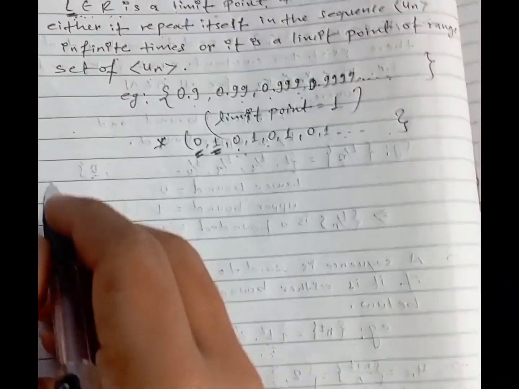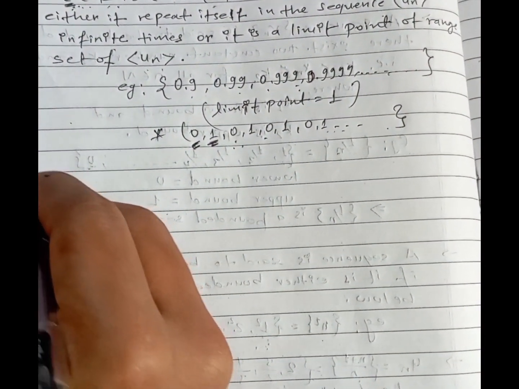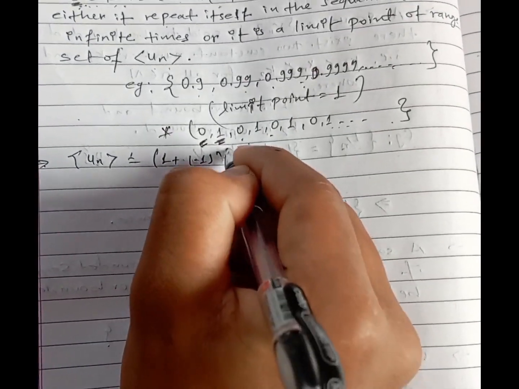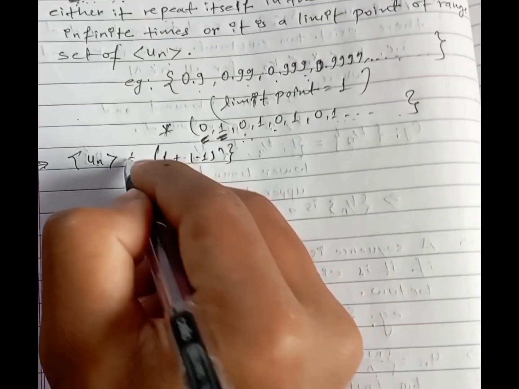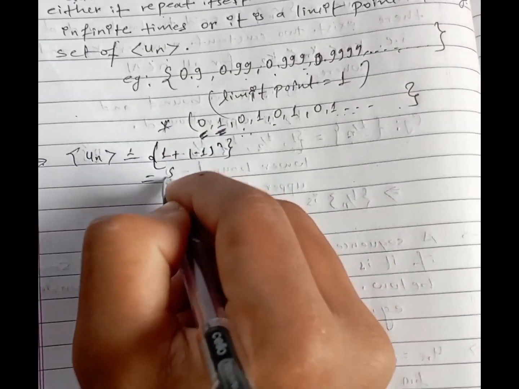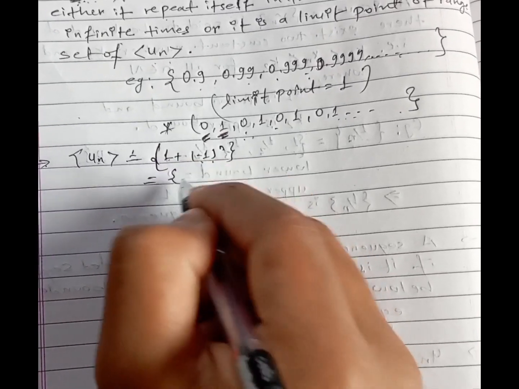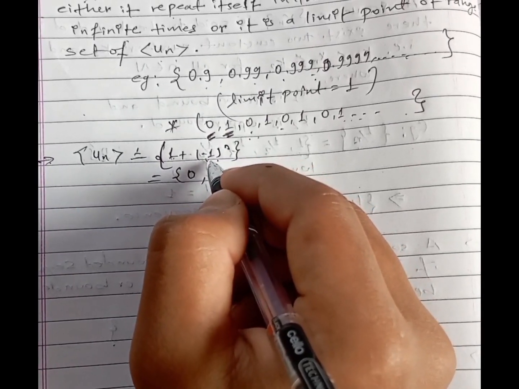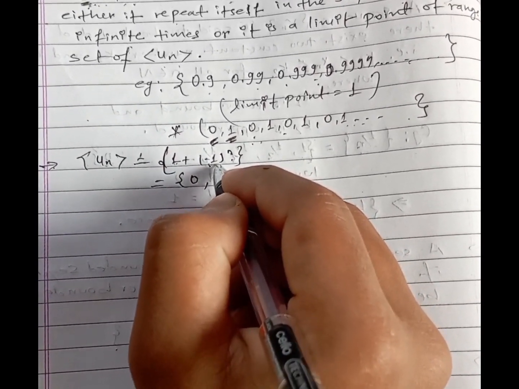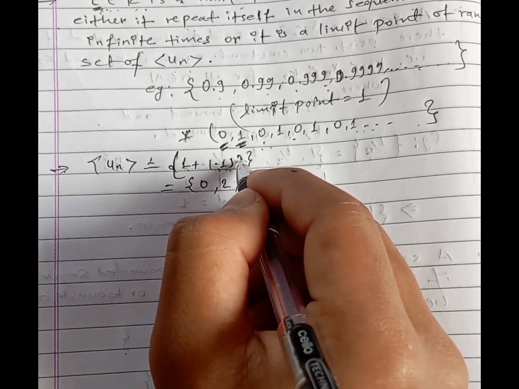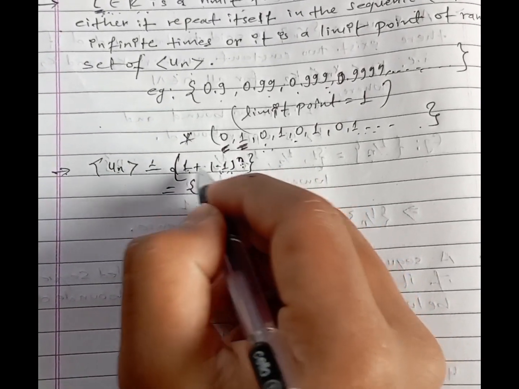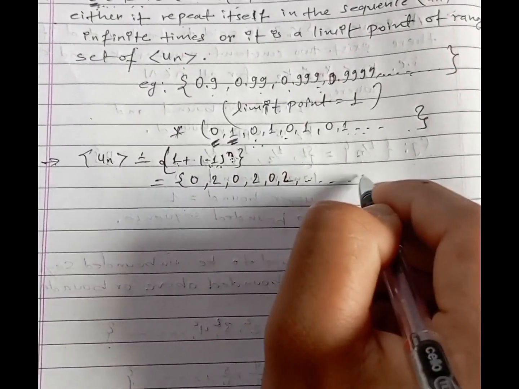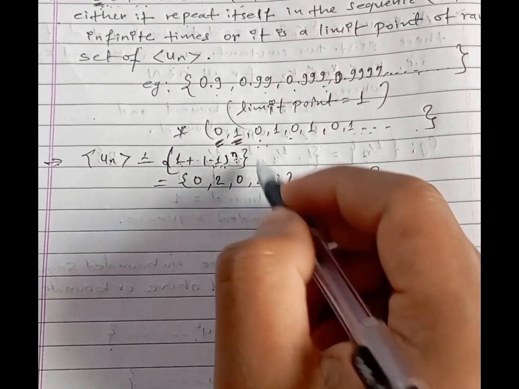So the given question is un equal to 1 plus minus 1 to the power n. So we're going to solve it. Let's take n equal to 1. The first term is 1 minus 1, which is 0. For the second term we take n equal to 2, which is even, so minus 1 to the power 2 is positive 1, and 1 plus 1 is 2. For the third term, n equal to 3, minus 1, 1 minus 1 is 0, and then 2, 0, 2. It is going to repeat infinite times. So this is just like the second example.